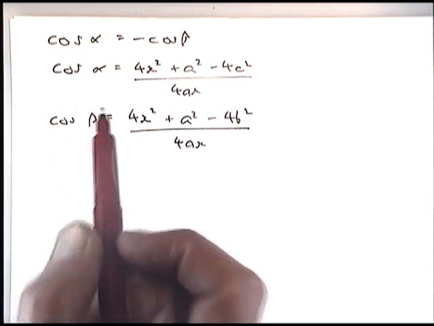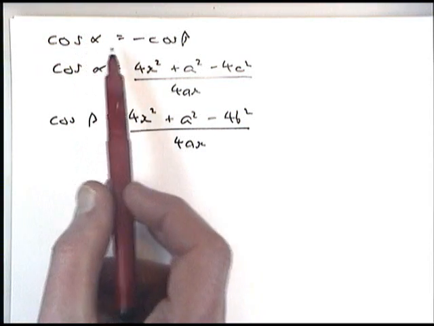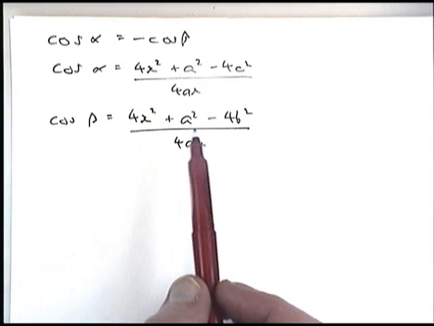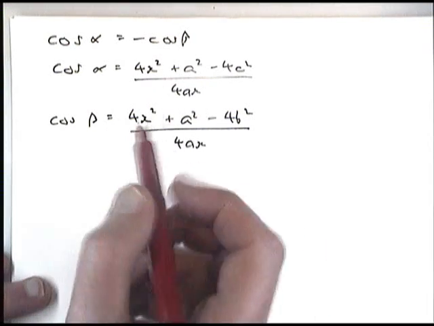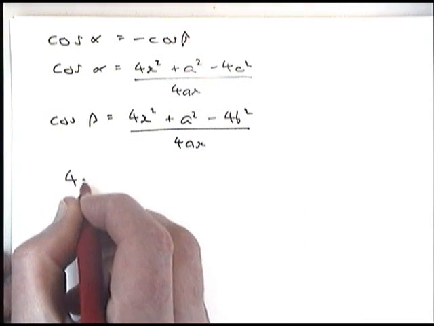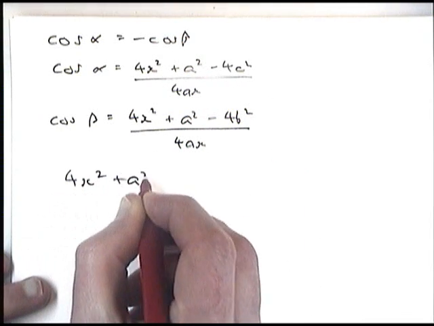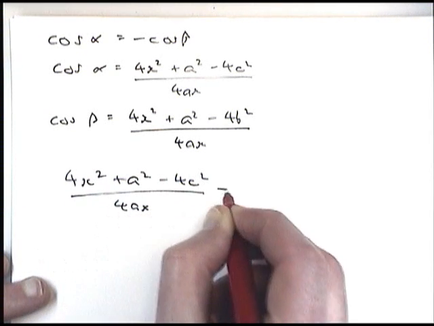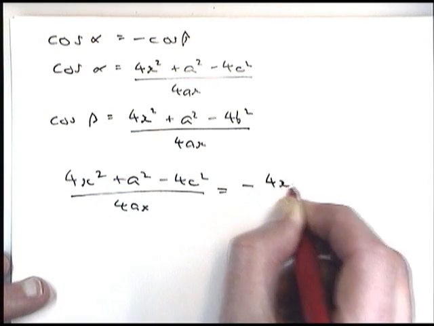Okay, part 1 we knew that cos alpha was minus cos beta. We had something for cos alpha. We've also had something for cos beta. So putting these things together, I know this is equal to minus this. So that's what we'll write down first of all. That cos alpha is equal to minus cos beta.